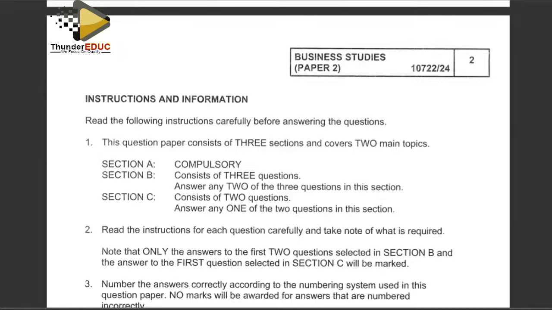So now, instruction number 1, this question paper consists of 3 sections and covers 2 main topics. We have section A, which is compulsory. You have section B, that consists of 3 questions, and the expectation is to answer only 2 questions. We also have section C, which consists of 2 questions in the same manner, and the expectation is to answer or attempt only 1 question.